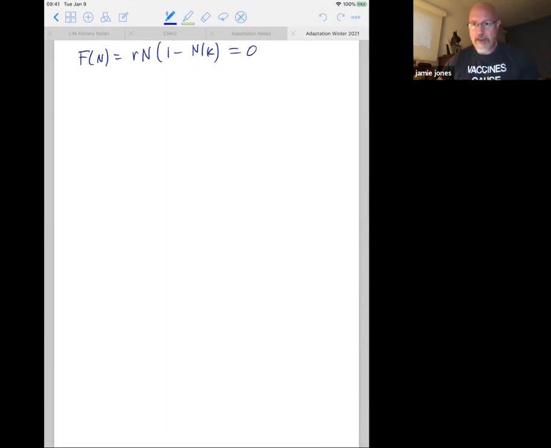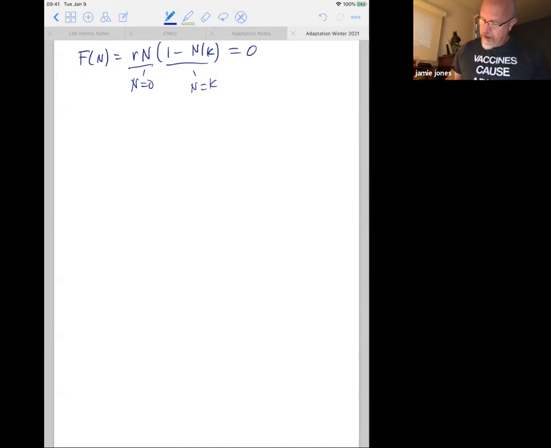That means that we have two conditions under which the left-hand side of the equation here can be equal to 0, right? And that's when n is equal to 0 from this first condition, and when n is equal to k in the second condition, right? Because 1 minus k over k is 1 minus 1, which is equal to 0, and r times 0 is 0. Okay, so those are the equilibria, just to recap.